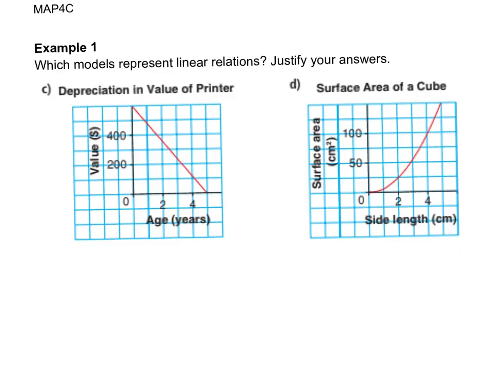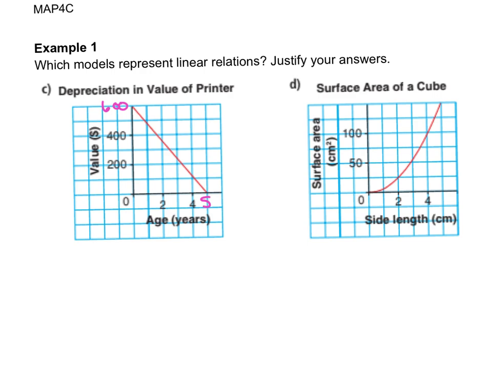Just looking at these graphs, which model represents a linear relation? Well, which one of them is a straight line? Pretty obvious that this depreciation in value on the printer is going down at a steady rate, and it's going to be worth nothing in 5 years, and it started at $500, so it is losing $100 a year. Sorry, I misread the graph. It's losing $120 a year. Apologies. And because it is losing value, our slope is negative.